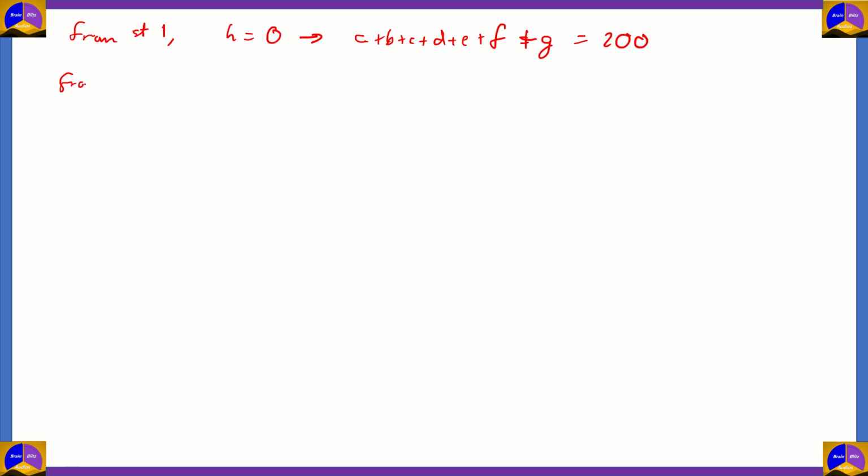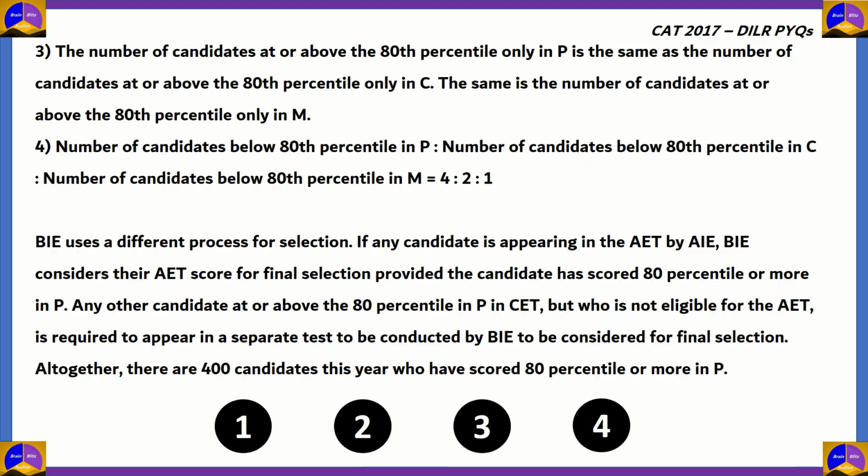So from statement number 2, it says that there are 150 candidates who scored 80th percentile or more in exactly 2 sections. So that means the sum of D, E, and F will be equal to 150. Now, let's go to statement number 3. The number of candidates at or above the 80th percentile only in physics, which is P, is the same as the number of candidates at or above the 80th percentile only in C, and which is also true for M.